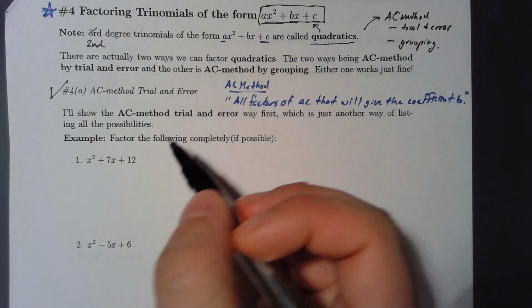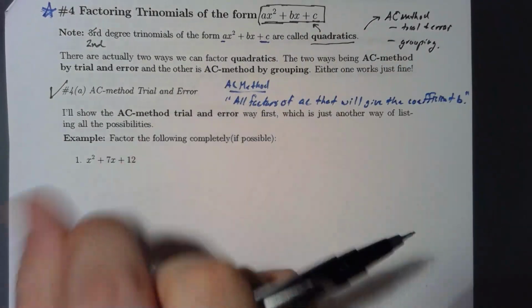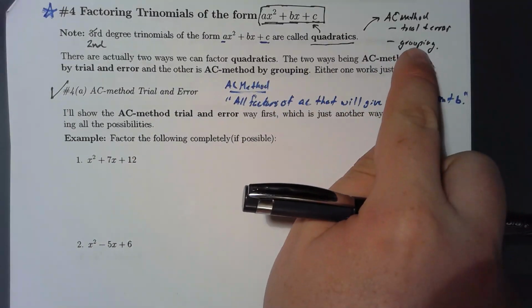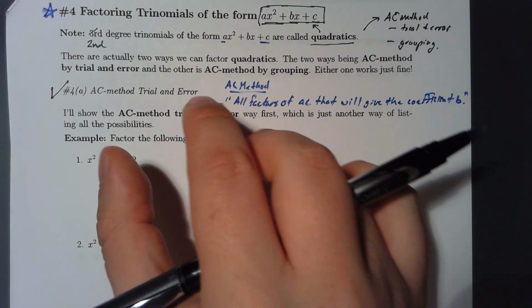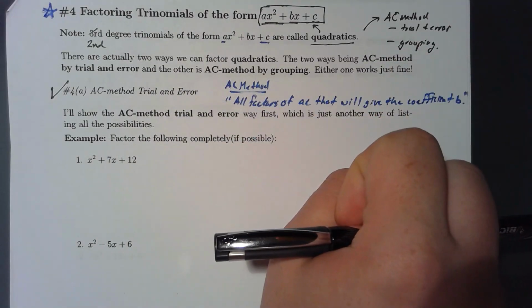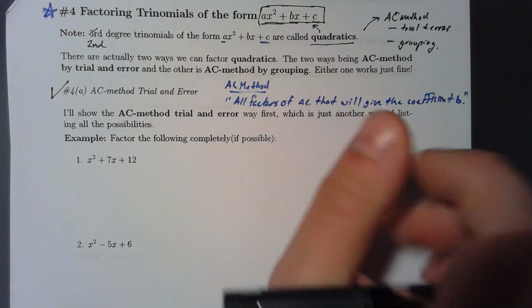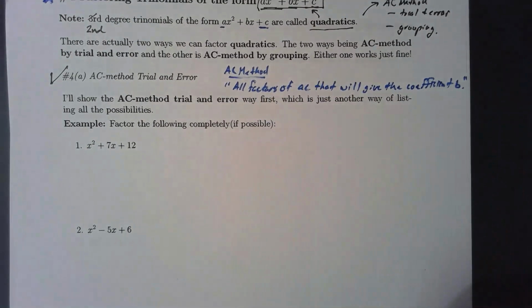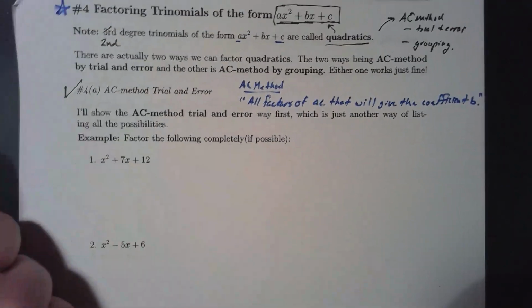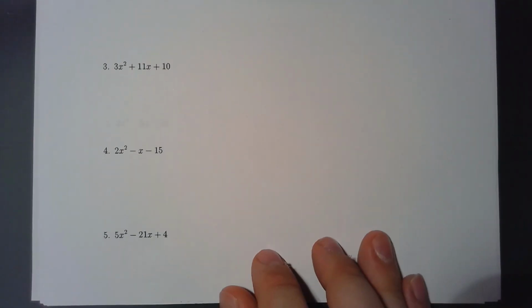Typically, the more sophisticated the quadratic gets, instead of listing all the possibilities, which could get a little long, you might want to consider the grouping strategy, but it doesn't matter either way. So I'll factor the following completely. Alright, so let's look at the first. So I have 5 of them here.